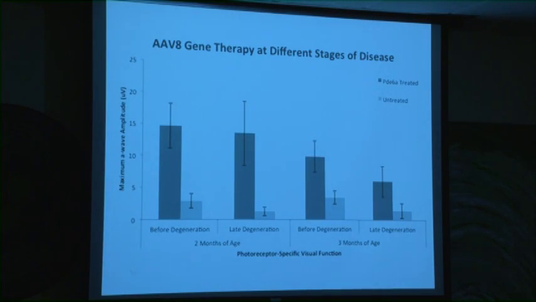But we also found that if you treat early, before the onset of degeneration, versus treating at a later stage, a mid-phase of degeneration, as time goes, the efficacy is always better when you treat them at an early stage of degeneration than at the late stage or mid phase of the disease.